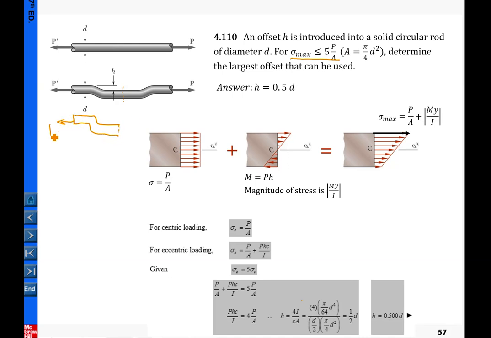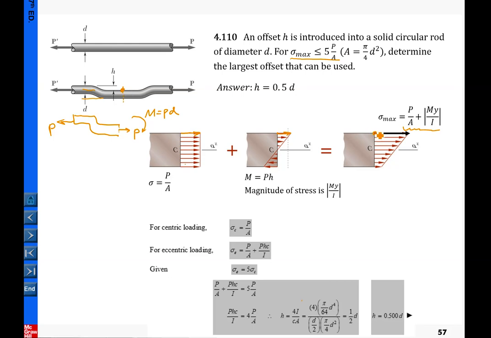So we have P, and here due to action-reaction we have P here. And here is the distance D. So basically here you see we should have the moment being induced, and M equals P D. Due to this axial loading, we have P over A, and due to this bending, we have such distributions. So the maximum is due to the summation of this amount plus this amount. The maximum stress happened here.